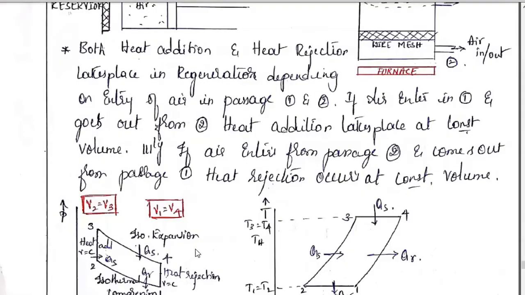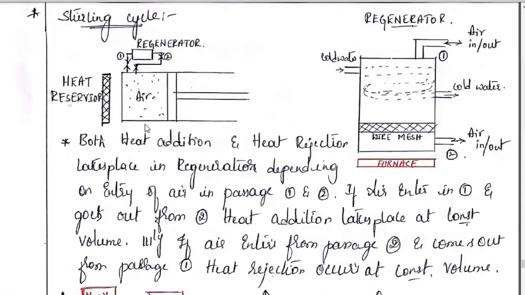So isothermal expansion occurs. Now after that isothermal expansion, the air which has gone to the second compartment in the regenerator passes to the first condition. Once it comes from the first condition, what should happen? There should be a cooling of that air. After cooling, it comes inside the cylinder.